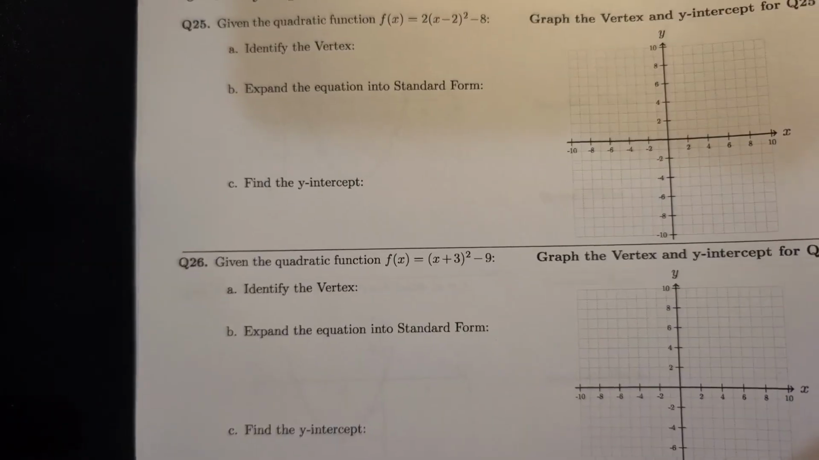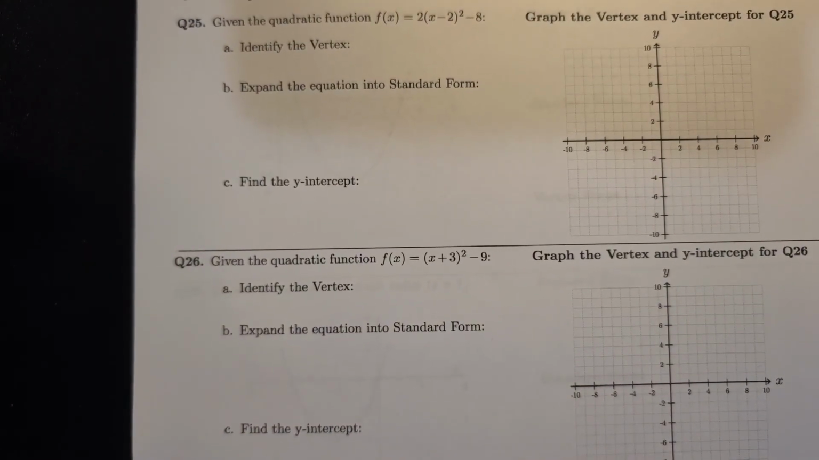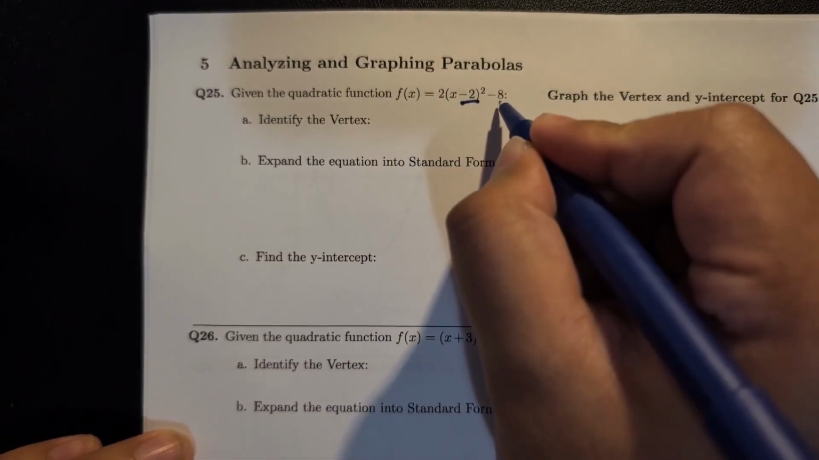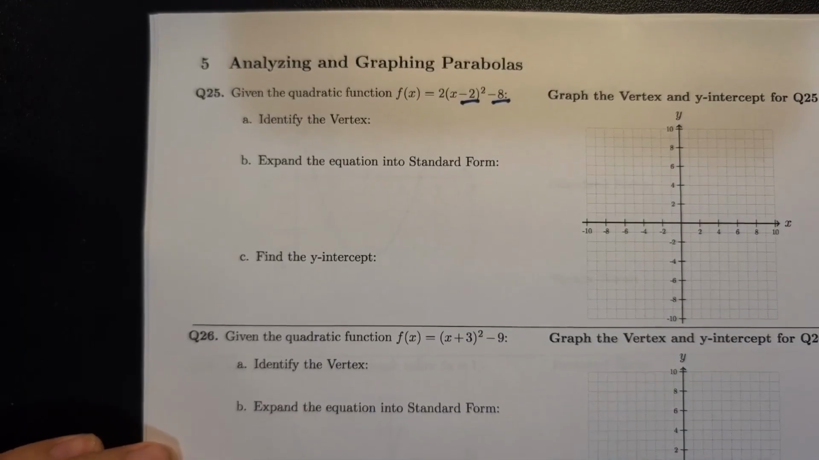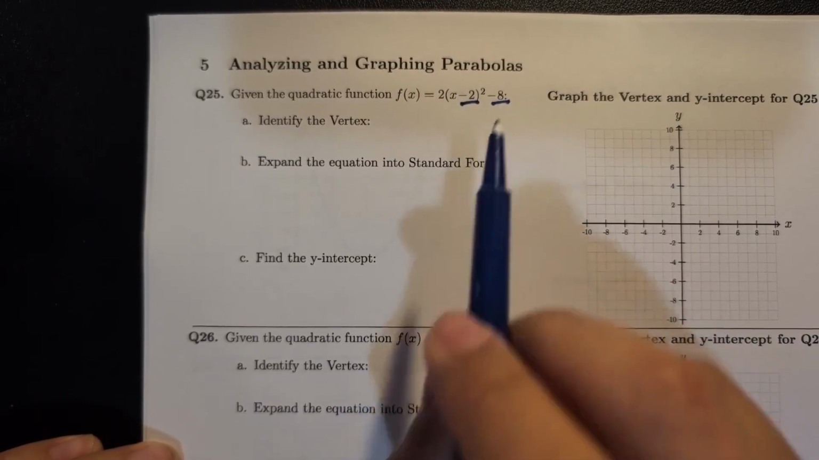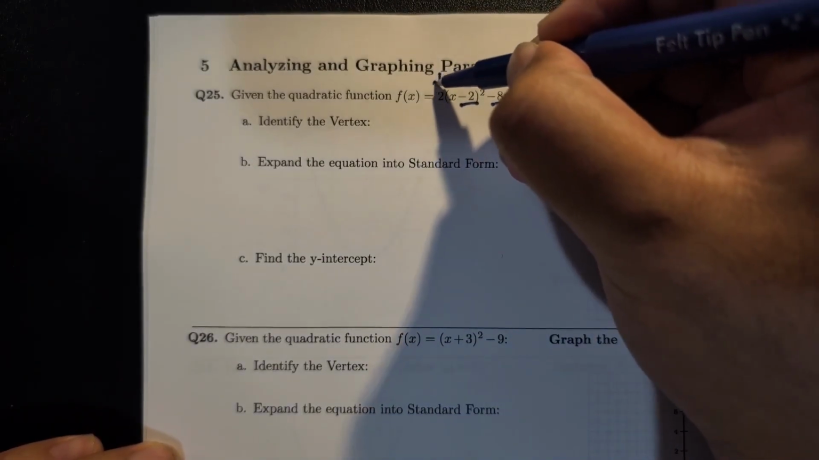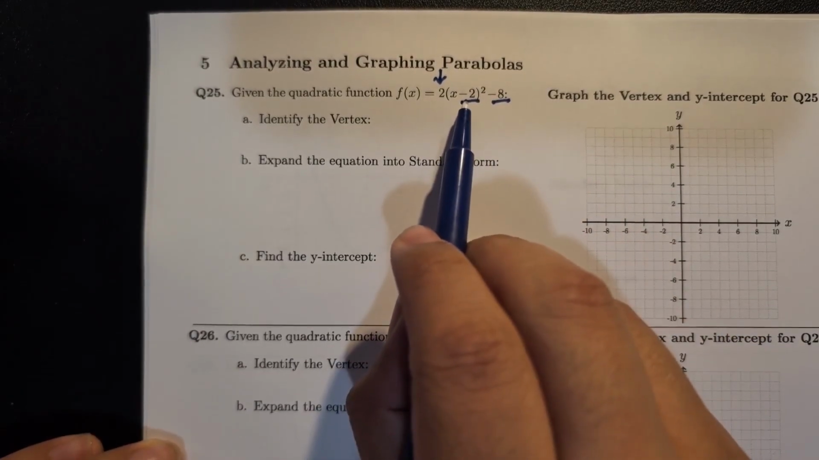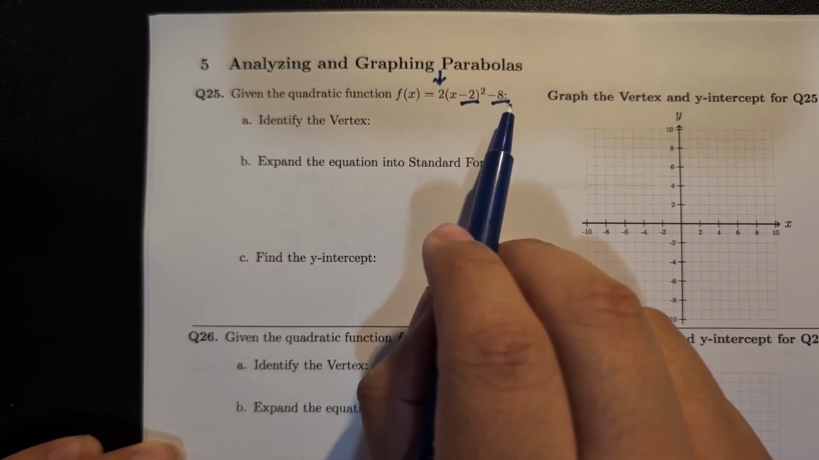Okay, for section 5, analyzing and graphing parabolas. The vertex, when it is given to you in vertex form, is the last two numbers you are given. The -2 inside your parentheses, and the number right outside. This 2 does not matter for finding the vertex. It's only whatever is inside and the number being added or subtracted on the right side.